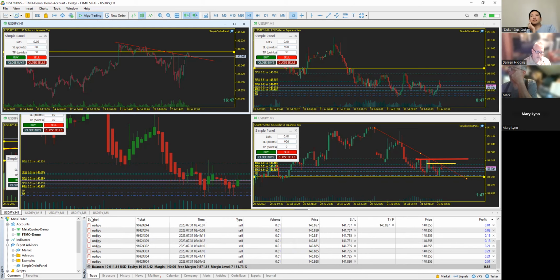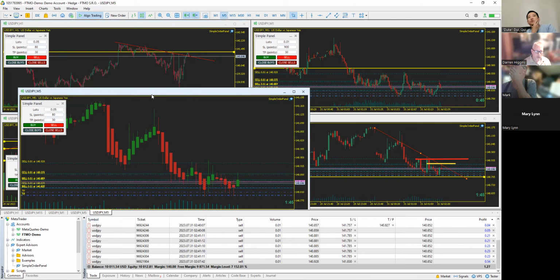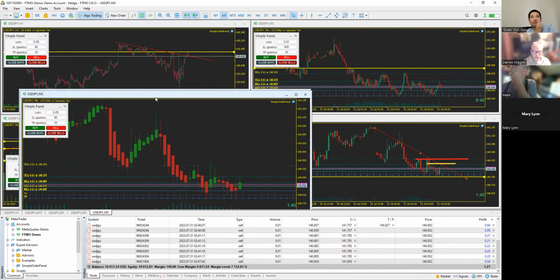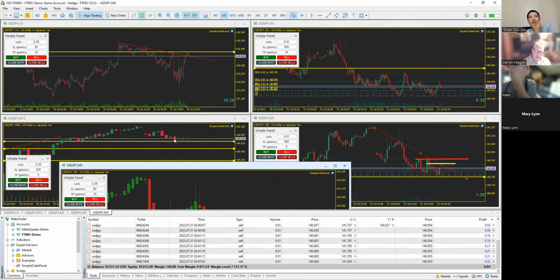Well, you got to size it to your account size. Right. Okay, so on the 15, you can see it's doji.